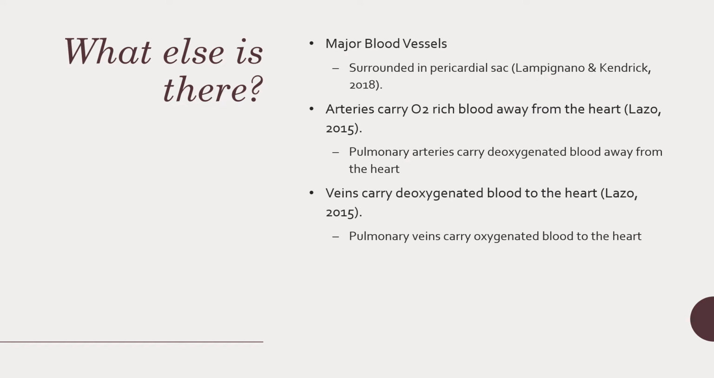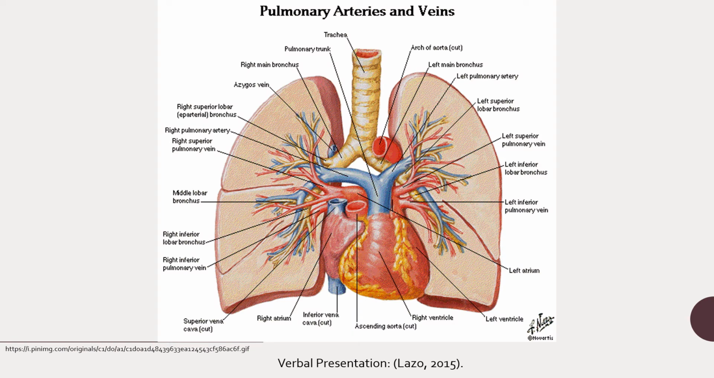But there's a small role switch when it comes to blood and the lungs. The pulmonary arteries carry deoxygenated blood to the lungs, and the pulmonary veins carry oxygen-rich blood back to the heart to be transported to the body. So this is a great picture showing you the different arteries and veins that go to and from the heart and carry deoxygenated blood and oxygenated blood to and from the heart.